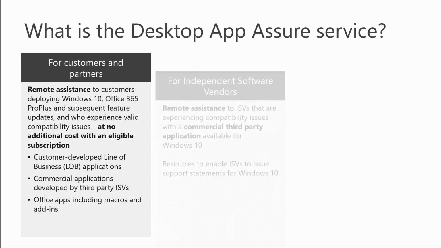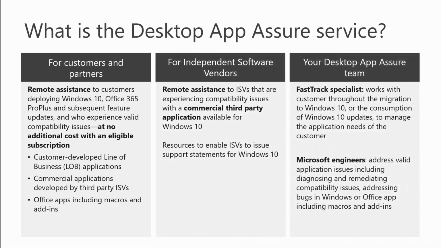Now, the main thing here to remember as part of Desktop Aperture is that this is remote assistance, so it's going to be through remote communication. We're not going to be sending a consultant on site. These are things that you've probably already paid for as part of your subscriptions to Microsoft 365 or enterprise versions of Windows. And it works for third-party applications as well as any LOB apps, line of business apps that you've developed. This gives you direct contact or communication with Microsoft engineers who are skilled in the art of compatibility remediation, who can help work with you on those apps.